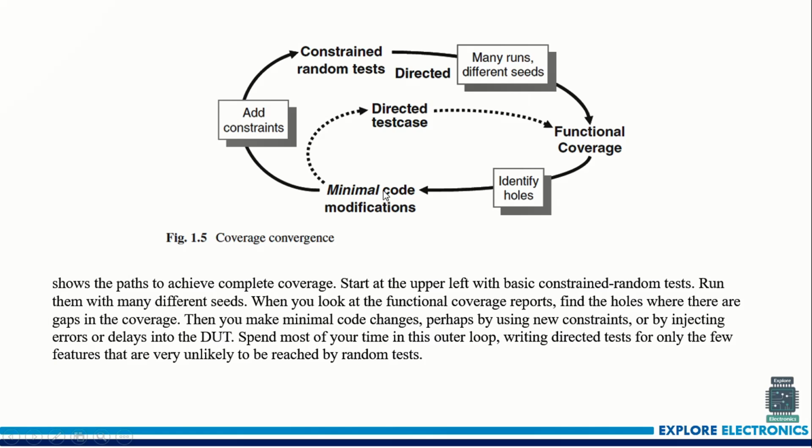And in the directed case, what happens? We'll have a directed test case. We'll check the coverage. Again, we'll face a bug. Again, minimal code changes we need to do. Again, we need to give the manually directed values. This loop continues and it takes much time.